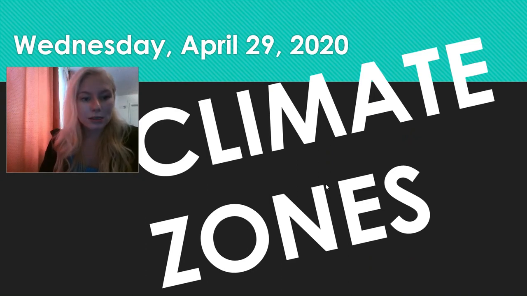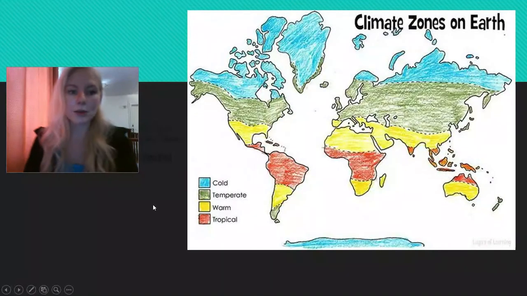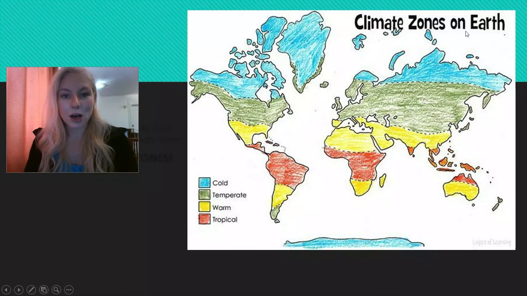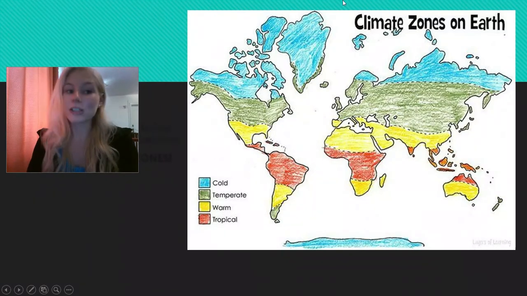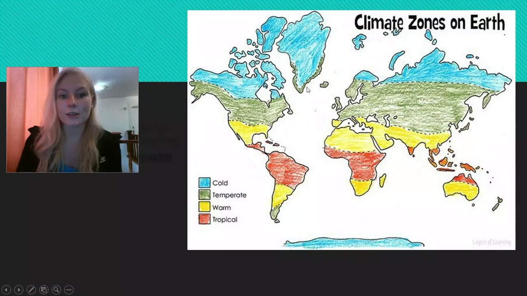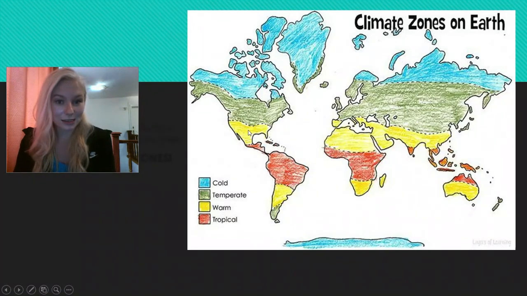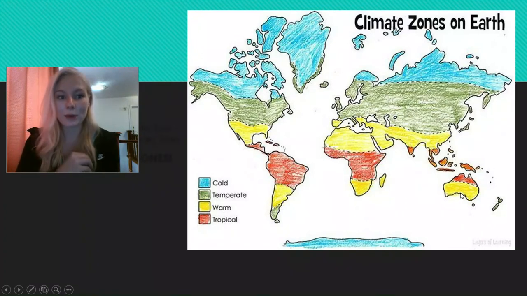So we are going to look at this map of the world, okay? Here we have climate zones on Earth. There are 4 major climate zones. You can see we have the blue one, the green one, the yellow one, and the red one. Now, the yellow one is kind of funny, as you can see. It goes up here and down here, okay? So it's kind of split in half by the red one in the middle.